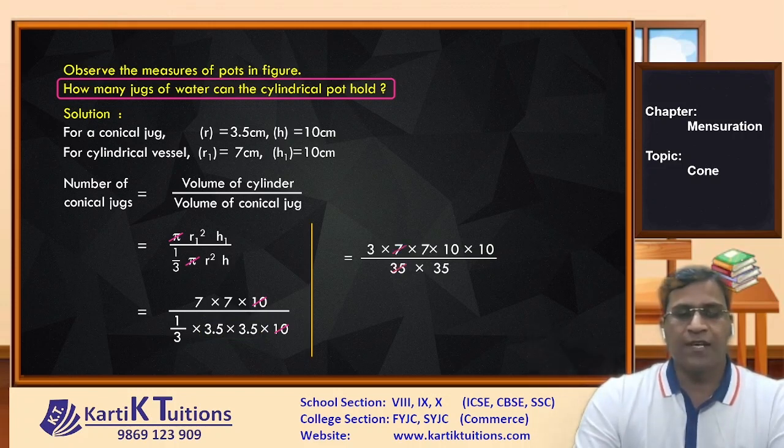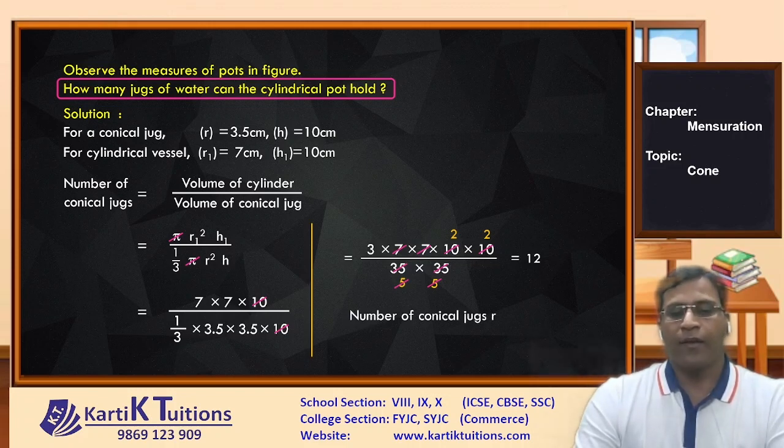Now first 7 ones are 7, 7 fives are 35, 5 ones are 5, 5 twos are 10. So we get 3 into 2 into 2, that is 12. So the number of jugs required to fill the cylindrical vessel is 12. I hope you have understood this sum also.